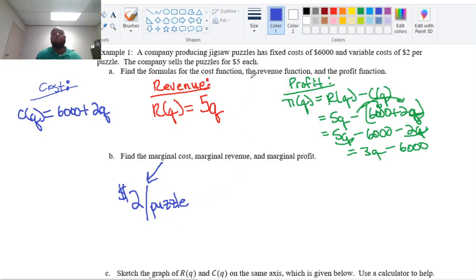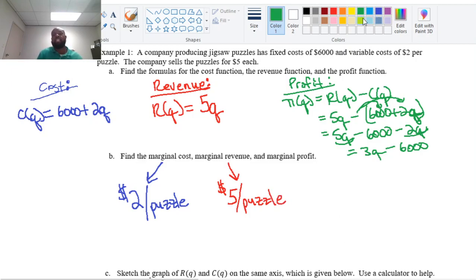My marginal revenue. Again, marginal means rate of change. It's the revenue earned from selling one additional item. That's how I can interpret that. The value, since we're in linear functions, is 5. It is your slope. Our output is revenue, which is in dollars. My input is Q, which is the quantity of puzzles. So it's dollars per puzzle.